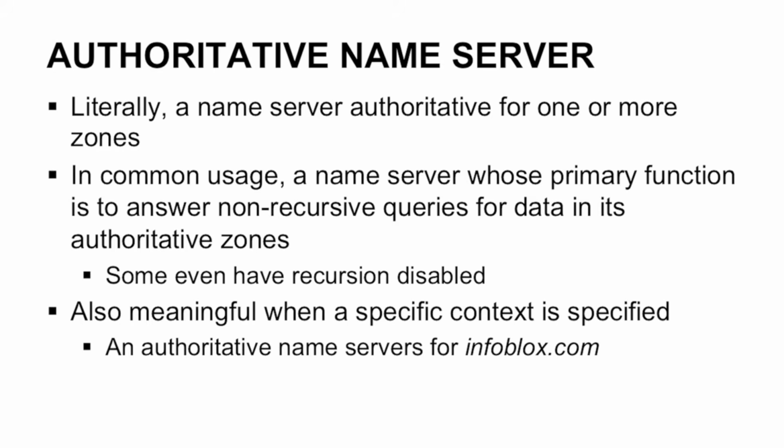Almost every name server is authoritative for at least a few zones. What most folks mean when they refer to an authoritative name server is a name server whose main function is to answer non-recursive queries for domain names in zones that it's authoritative for, as opposed to a name server whose main function is to perform recursion to find data stored on other name servers. Some authoritative name servers even have recursion disabled, so that if they receive a recursive query, they treat it as though it were a non-recursive query. The other situation in which authoritative name server is meaningful is when you specify the zone or zones that it's authoritative for. When you specify the authoritative name servers for infoblox.com, we know exactly which name servers you mean.